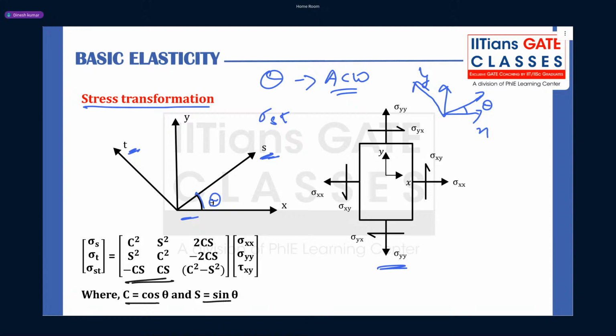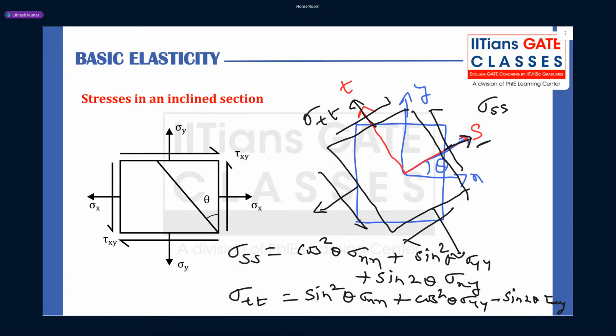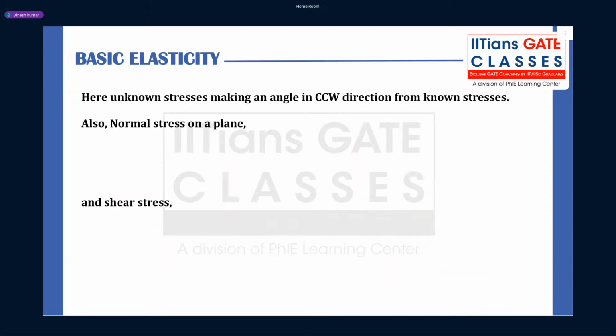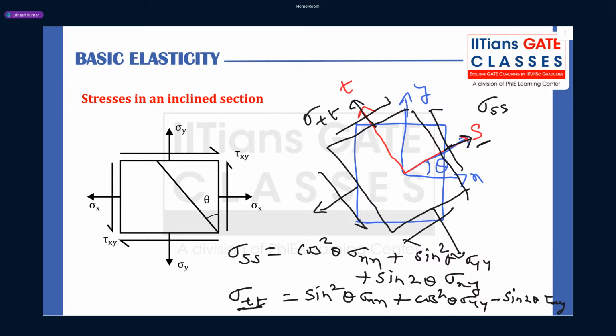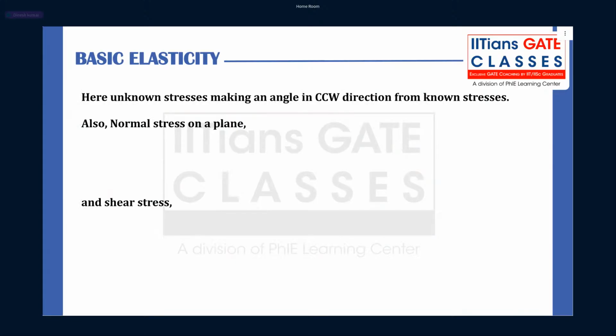So this I have done in a rectangular form only. But guys, you are all very much familiar. Now I have written sigma SS and sigma TT. Now what about the last term, which is shear? Shear means what? Normal stresses I have written, sigma SS and sigma TT.